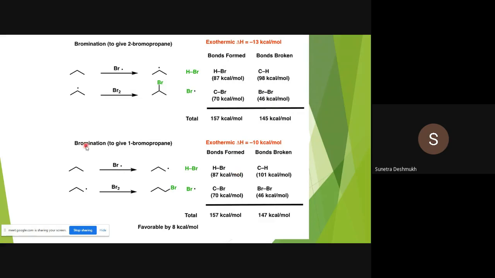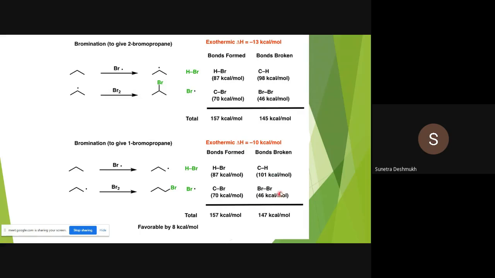Okay. Next, bromination in case of formation of primary alkyl halide. So in case of primary alkyl halide, we have to generate a primary free radical. Okay, so to generate a primary free radical, the same energy is needed to break the Br-Br bond, 147 kilocalorie per mole.